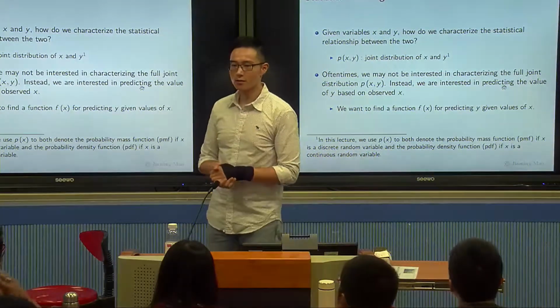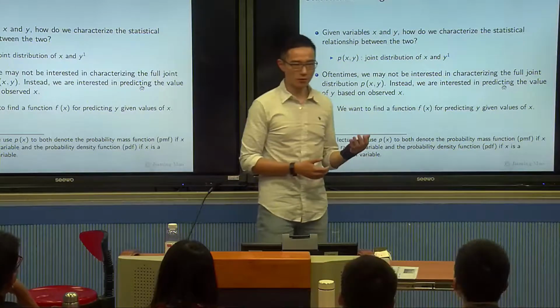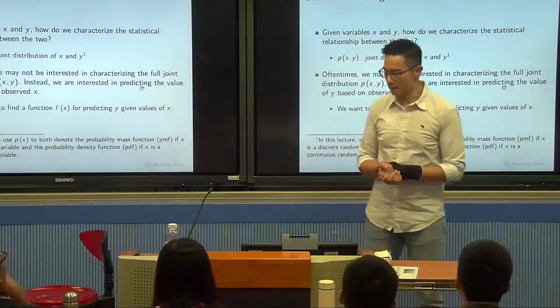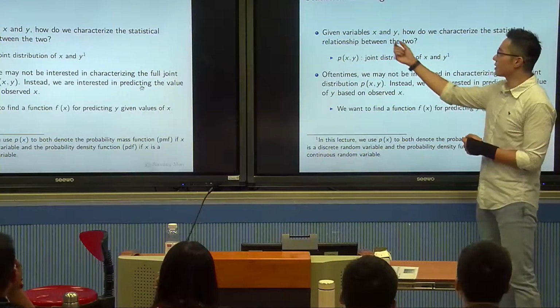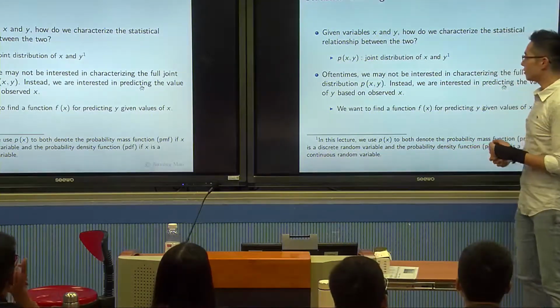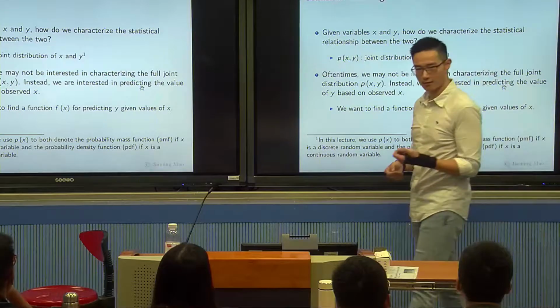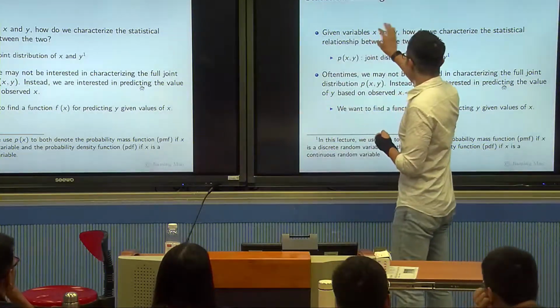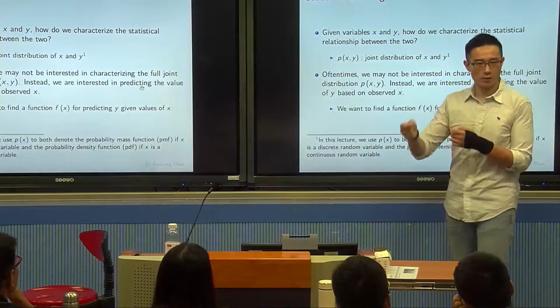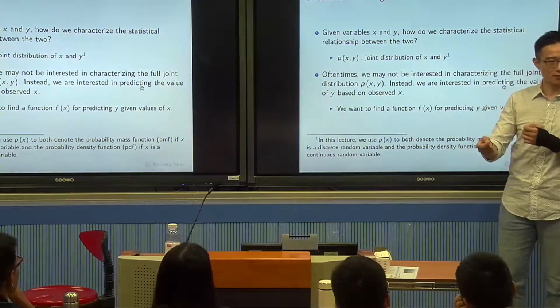So what is the first part about? The first part is about statistical learning. Now, statistical learning, in a nutshell, is a very simple task. Suppose I give you variables x and y. How do we predict y based on x? Well, that's the question, right? First of all, if I give you variables x and y, how do you characterize the relationship between these two variables?